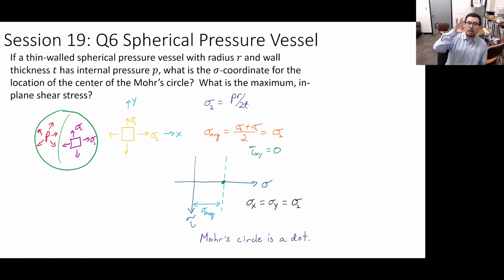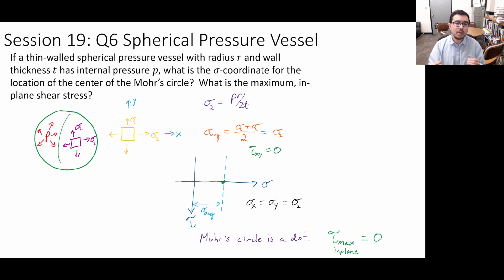Now, what does that mean if the whole circle is just a dot? Any rotation I do at that location, of the Mohr circle, is just still on that dot. And at that dot, the radius is 0, right? Because the tau xy continues to be 0 for any rotation. If the radius is 0, that means we're never going off of the sigma axis in the vertical direction. And so that means that the tau is always going to be 0, which means that the maximum in-plane shear stress is just equal to 0.